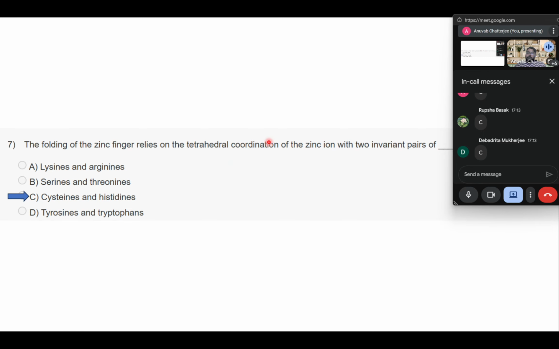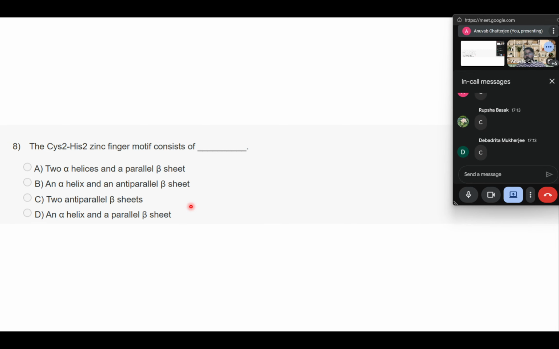So the folding of the zinc finger relies on tetrahedral coordination of the zinc ion with two invariant pairs of cysteines and histidines. The cysteine 2 histidine 2 zinc finger motif consists of what? Two alpha helices and one parallel beta sheet, one helix and an antiparallel beta sheet, two antiparallel beta sheets, or an alpha helix and a parallel beta sheet.